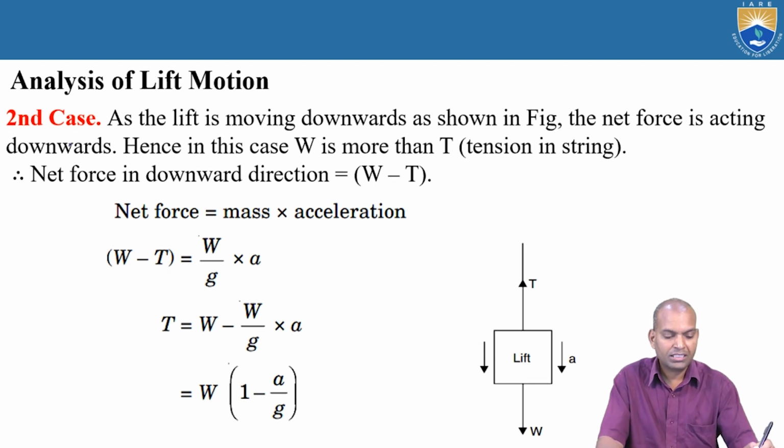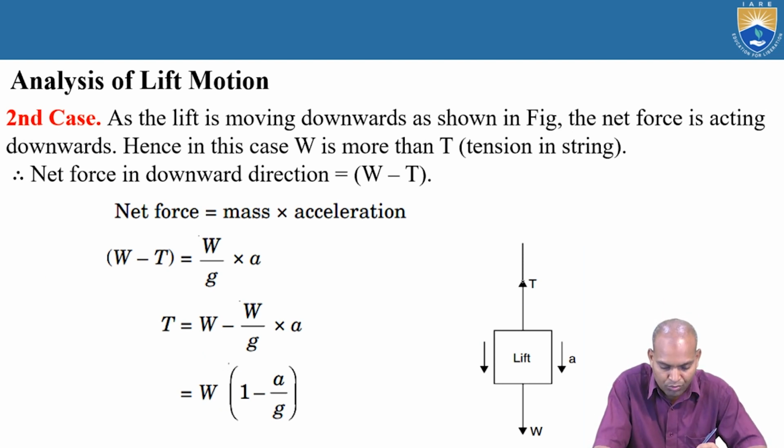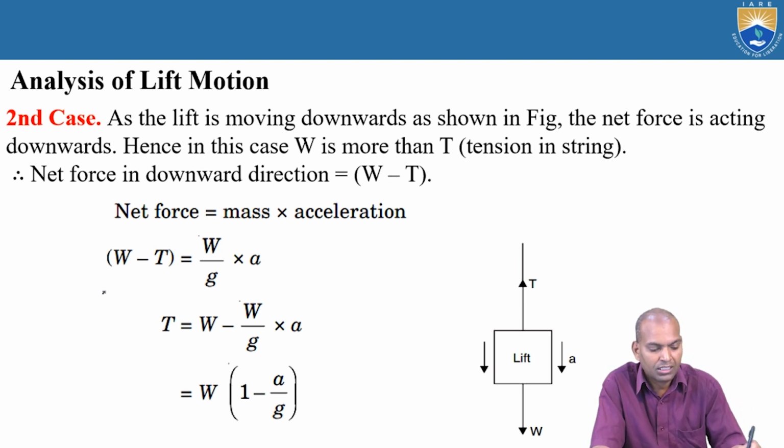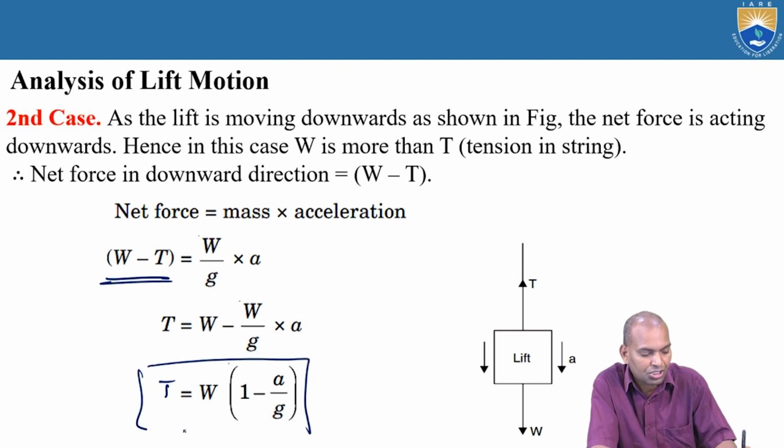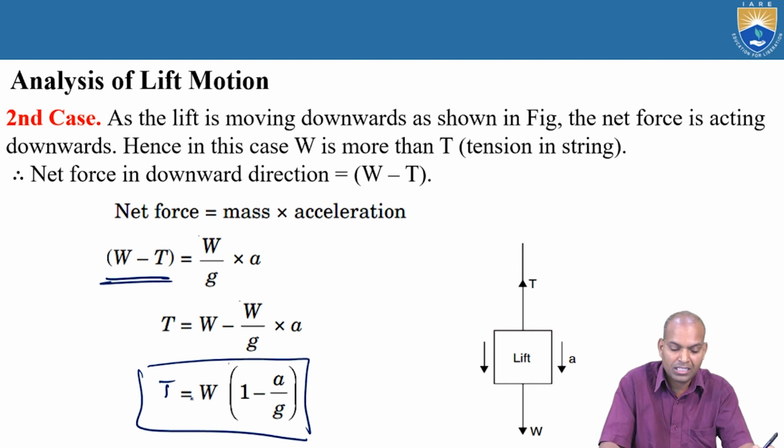Now the second case is that the lift is moving downwards. The net resultant force is W minus T, and W minus T equals mass times acceleration, that is W by g times a. Now again, what is the tension in the cable? That is T equal to W times (1 minus a by g).